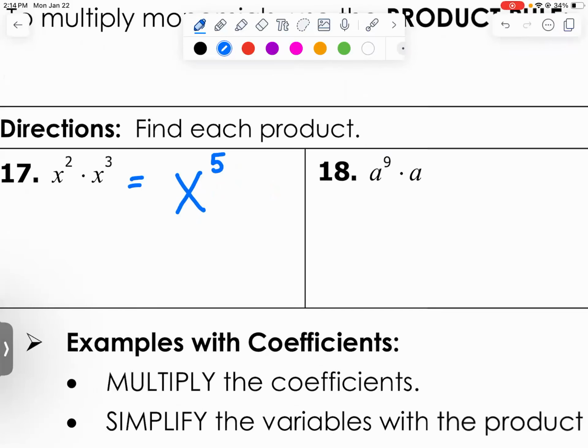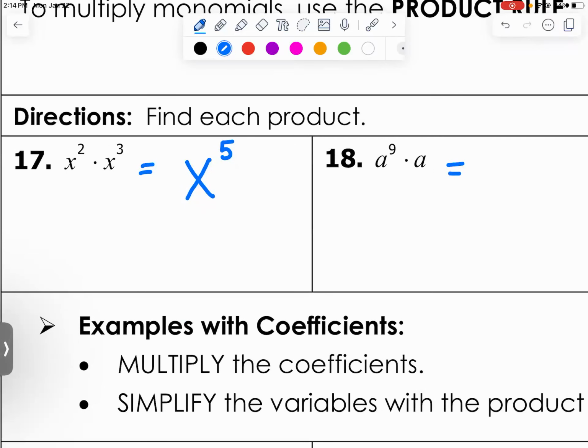What is the exponent on this guy right here? So a to the 9th times a to the 1st is what, Drew? You said it. A to the 9th times a to the 1st would be a to the... sorry, Kaylee, I thought it was Drew's voice.